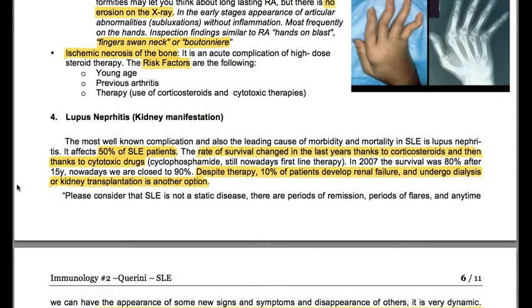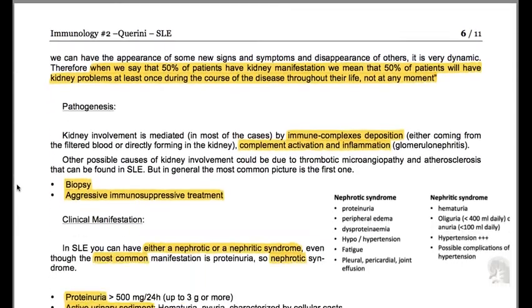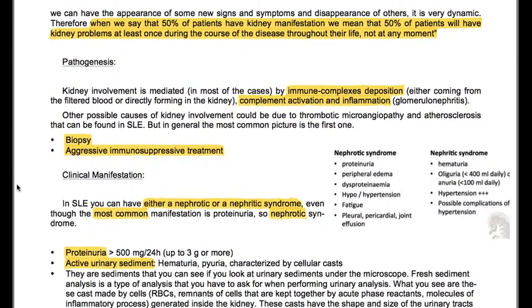Please consider that SLE is not a static disease. There are periods of remission, periods of flares, and at any time we can have the appearance of some new signs and symptoms and disappearance of others. It's very dynamic. Therefore, when we say that 50% of patients have kidney manifestation, we mean that 50% of patients will have kidney problems at least once during the course of the disease throughout their lives, and not at any moment.